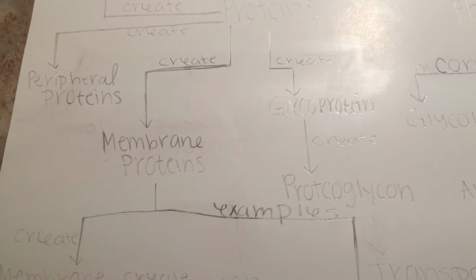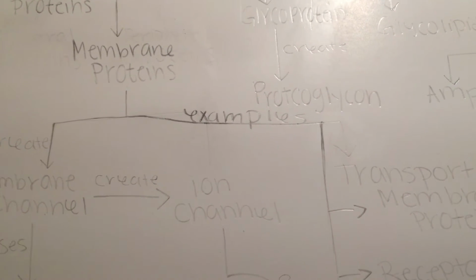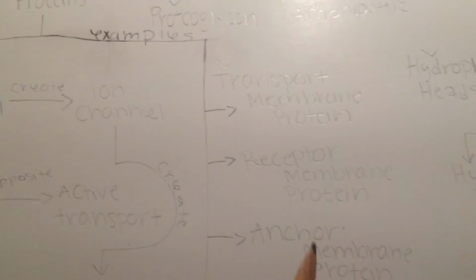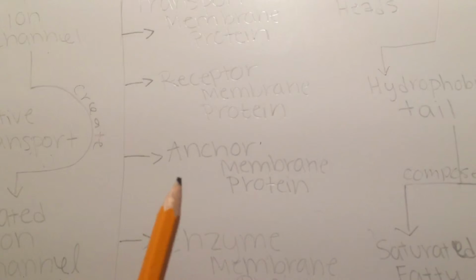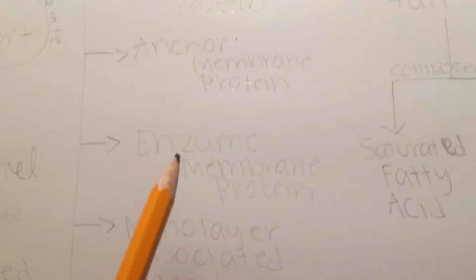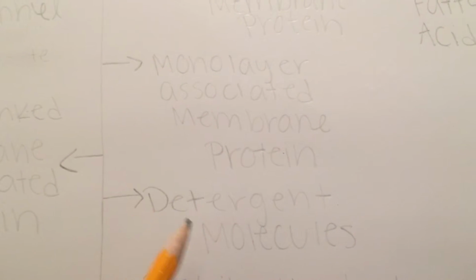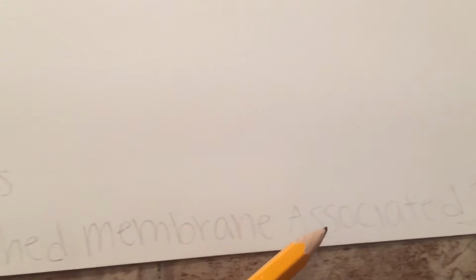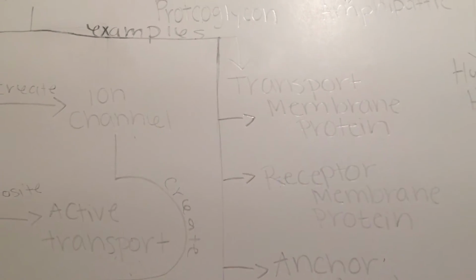Coming off your membrane proteins, of course, I have connected all the examples that are part of it, which is your transport membrane protein, your receptor membrane protein, your anchor membrane protein, enzyme membrane protein, monolayer associated membrane protein, your detergent molecules, your lipid-linked membrane associated protein, and your protein-attached membrane associated protein.